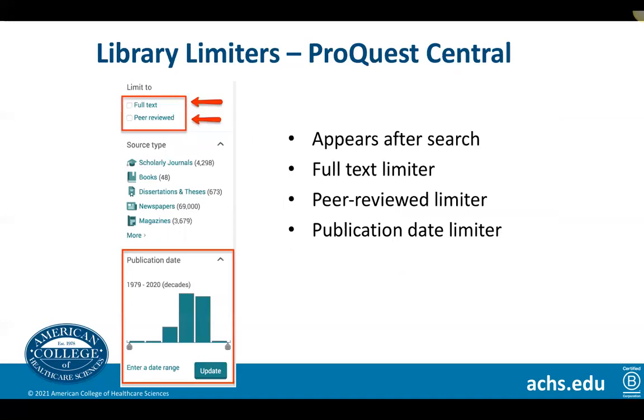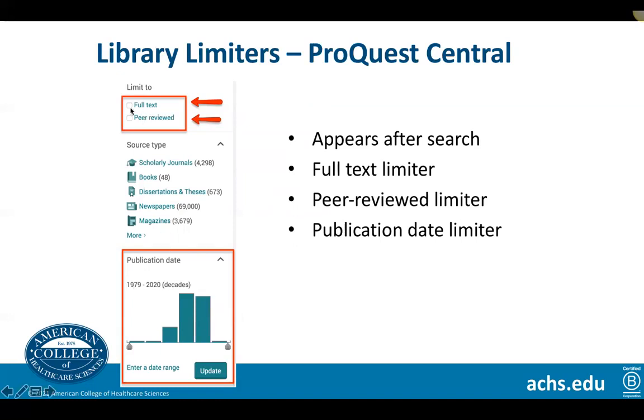So next, I'm going to walk you through a few screenshots of where you can find these limiters and what they look like in each of our databases we have here at ACHS, our subscription library resources. So beginning with the ProQuest Central database, this is where the limiters are located. They're located after you have actually conducted your search. After you have entered your search terms into the search box and pressed search, you'll see on the left-hand side of the screen, this box over here that contains all your limiters. And as I said, the more common ones you'll see is the full text limiter, the peer reviewed limiter, and the publication date limiter.